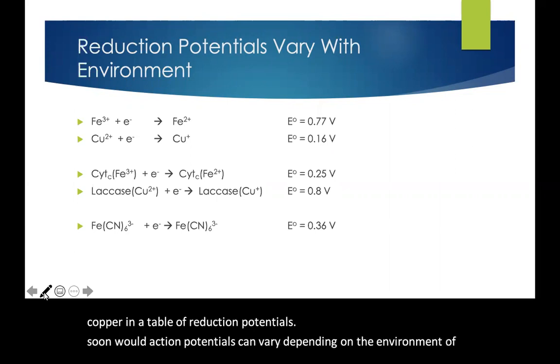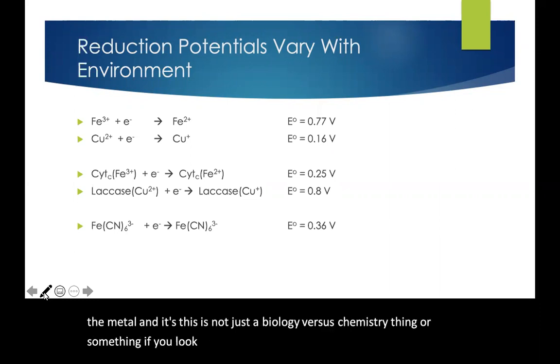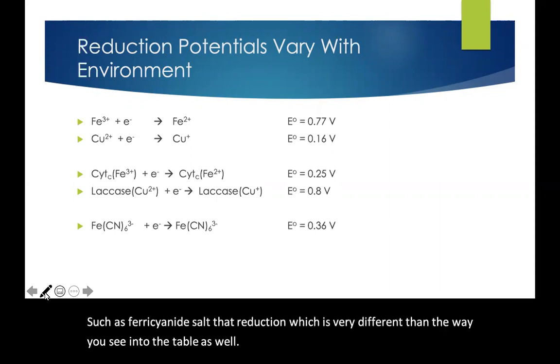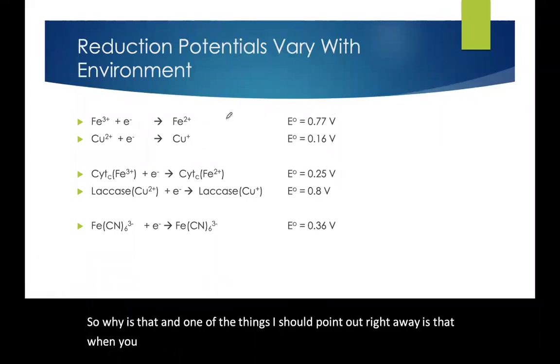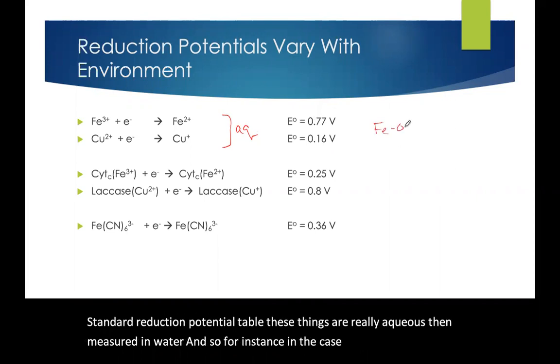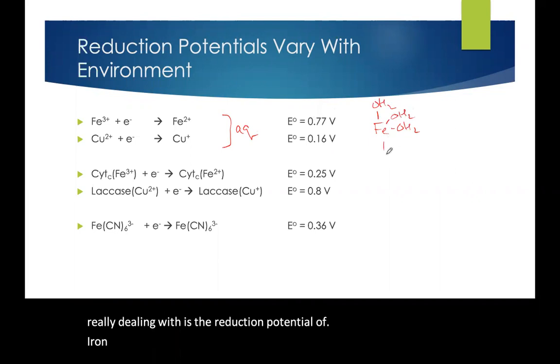And this is not just a biology versus chemistry thing. If you look at other inorganic iron salts, such as ferrocyanide salt, that reduction potential is very different than the one you see in the table as well. So why is that? One of the things I should point out right away is that when you look at this result in a standard reduction potential table, these things are really aqueous. They're measured in water. And so for instance, in the case of the iron, what we're really dealing with is the reduction potential of the iron ion that's ligated by water.